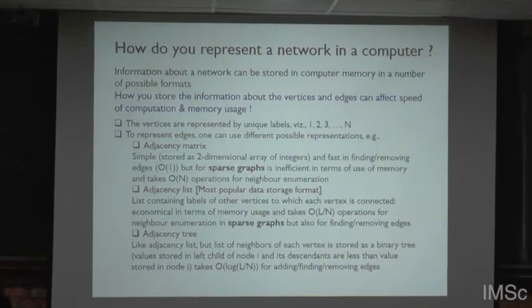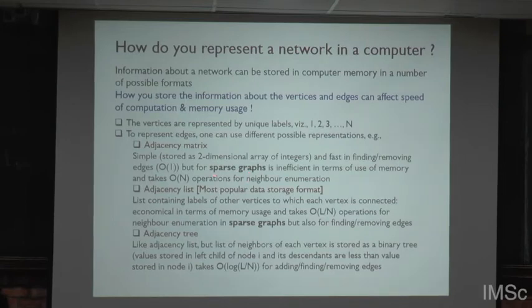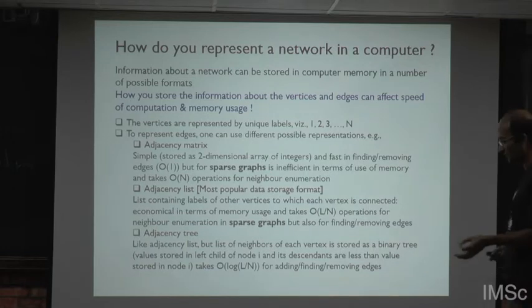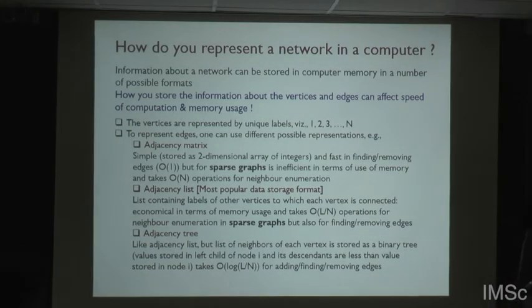One particular operation which takes much longer in adjacency matrix representation is neighbor enumeration. Suppose you are just interested to know what are the vertices which connect to a particular node. Typically that will take order of n operations if you are representing your network as a matrix, but it only takes order of L by n operations if you are representing your network as an adjacency list.